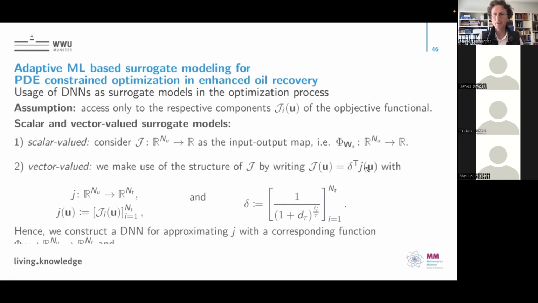It's a scalar product of such a weighting vector with these contributions of the different ingredients of this objective functional. And we first construct now a neural network that maps on the vector of these different contributions, and the overall objective functional is then obtained by this scalar product here.